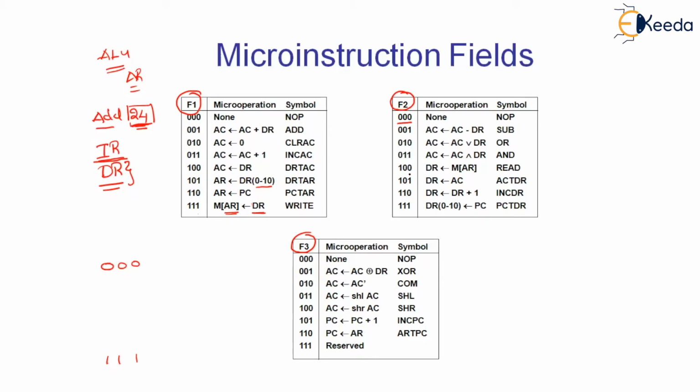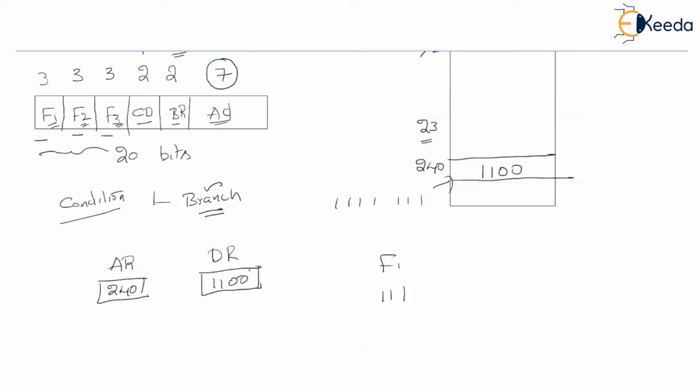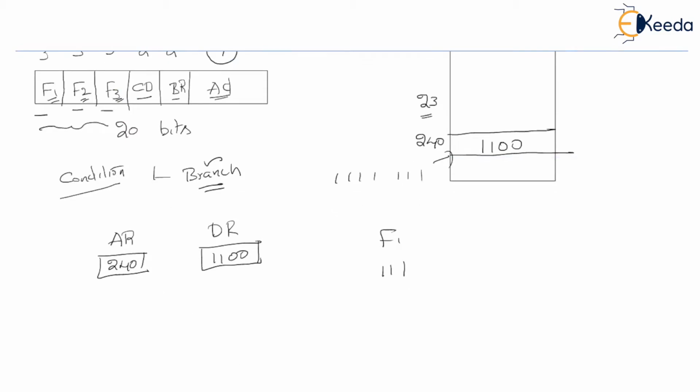If it is 100, we are going to perform a read operation. How is the read operation going to be performed? It is the opposite of the write operation. In contrast to the write operation, a read operation will get performed. Let me explain. Let us say the address register holds 240. I will use another example in order to make things very clear.